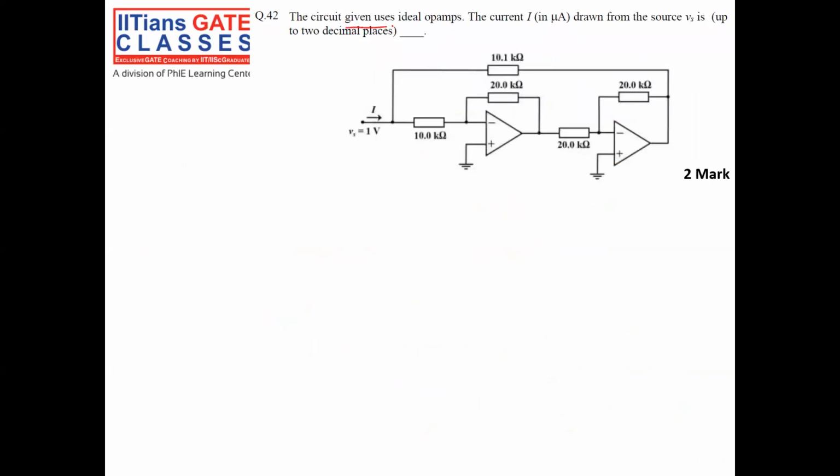The circuit given uses an ideal op-amp. We know what an ideal op-amp is. The question asks for the current I in microamperes drawn from the source Vs. I think this is also an easy question. If this is Vs, what is the voltage here? V01 is simply an inverting amplifier, minus R2 by R1. So minus 20k by 10k into Vs, which is 1 volt, equals minus 2 volt. So V01 is equal to minus 2 volt.